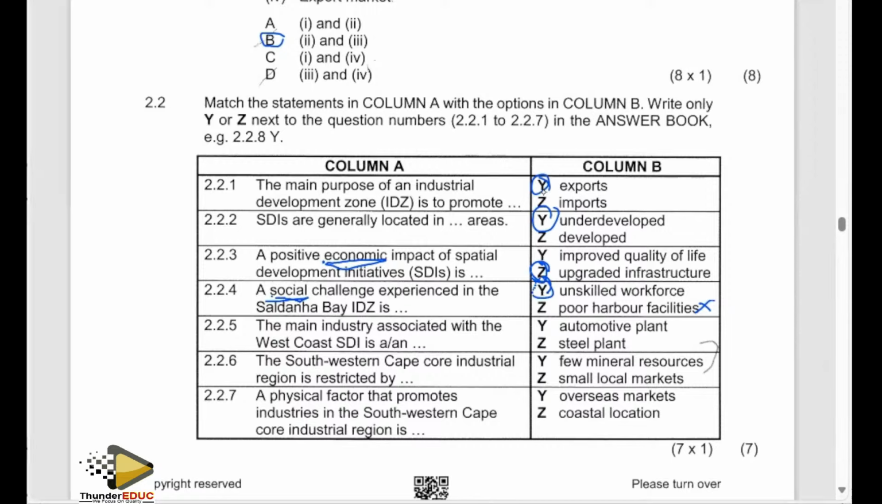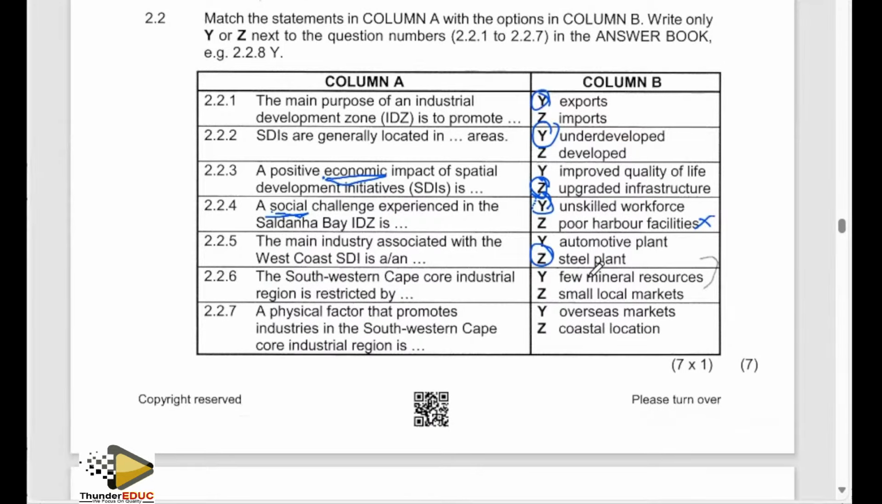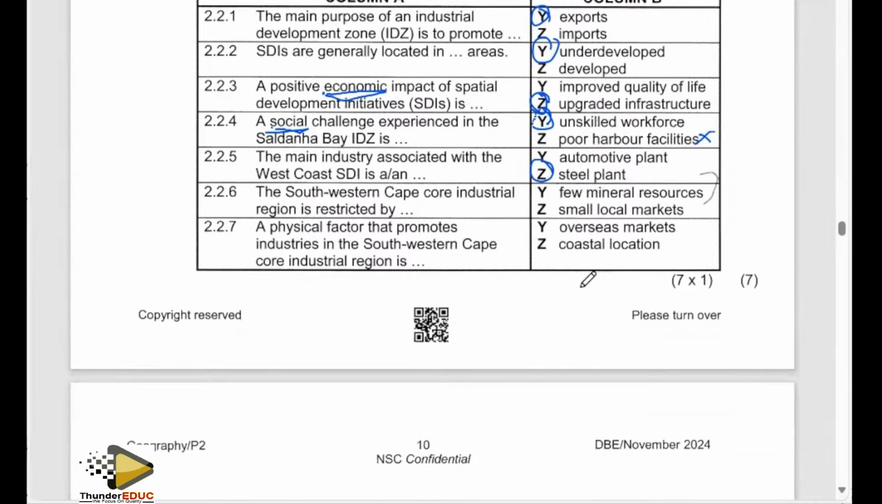The main industry associated with the West Coast is A or N, right? We know that there is steel production there. If you have done your case study very well, that is the correct response, right? The Southwestern Cape Core Industrial Region is restricted by, what is the major restriction? Is it mineral resources or a small local market? Basically, it is few mineral resources. There are limitations of mineral resources in that particular area, if you have done your case study very well.